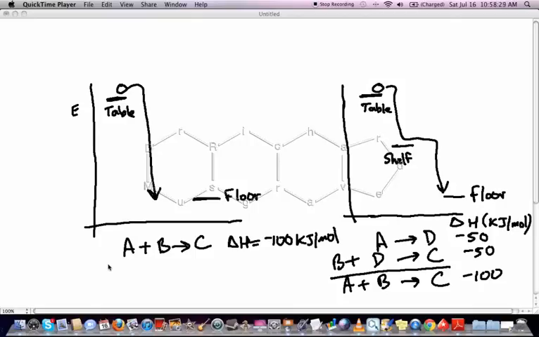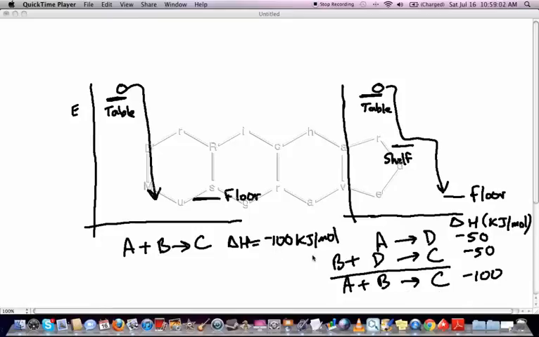If we apply that to a chemical reaction, this might be an example. We've got A plus B gives C, and we've got a delta H of negative 100 kilojoules per mole. If we break A into some compound D first, it might release minus 50 kilojoules per mole. And then if we react D with the compound B to give C, then that also might release minus 50 kilojoules per mole. As you can see, the D's will cancel and we'll still end up with this same reaction, A plus B gives C, and still the energy will be minus 100.